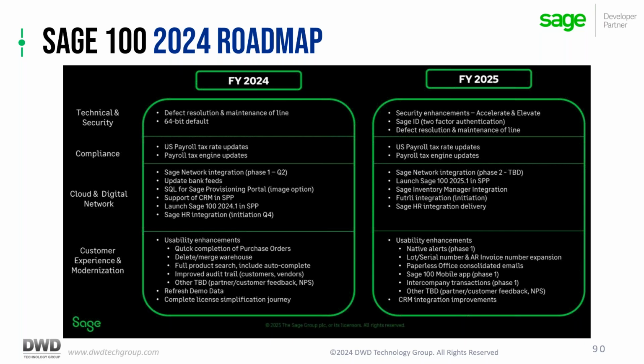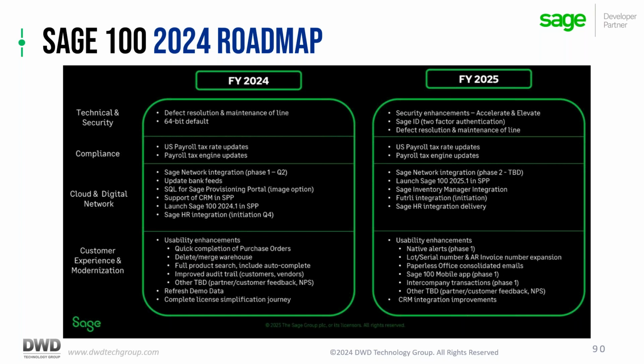Lot serial number and invoice number expansion. Important, we have clients that have the enhancements to expand those fields for lot serial and invoice numbers, right? Because they've gotten to the end of the invoice numbers, which is what, 7 characters, I think it is right now, right? So there's an enhancement out there to take it to 15.